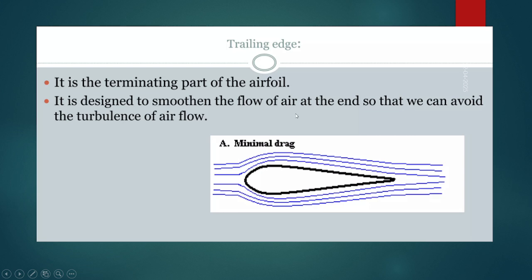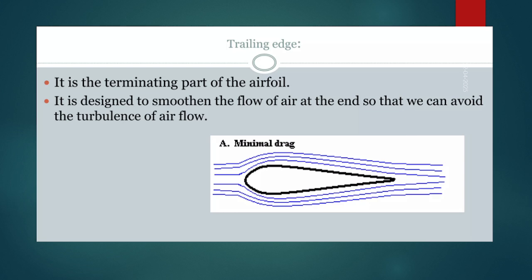Next, when it comes to the trailing edge, it is the terminating part of the aeroplane. It is the end part of the airfoil. It is designed to smoothen the flow of the air at the end, so we can avoid the turbulence of the airflow.